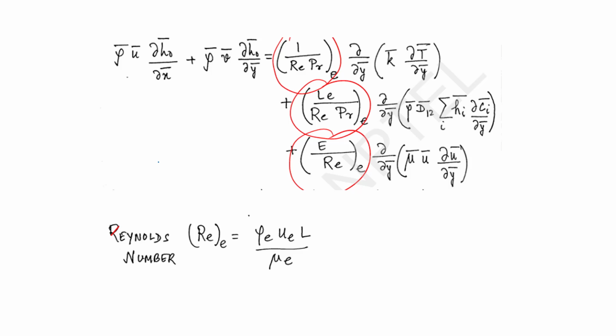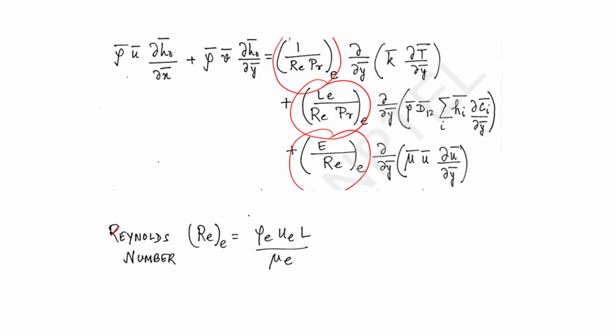So if we write the boundary layer equation for energy, then we will get rho bar u bar dou h naught bar upon dou x bar plus rho bar v bar dou h naught bar upon dou y bar equals 1 upon Re Pr, dou by dou y bar of the bracket k bar dou T bar upon dou y bar, plus Le upon Re Pr, dou by dou y bar of rho bar D12 bar sigma h_i bar dou c_i bar upon dou y bar, plus E upon Re, dou by dou y bar of mu bar u bar dou u bar upon dou y bar. Here all the quantities with bar are non-dimensionalized quantities.